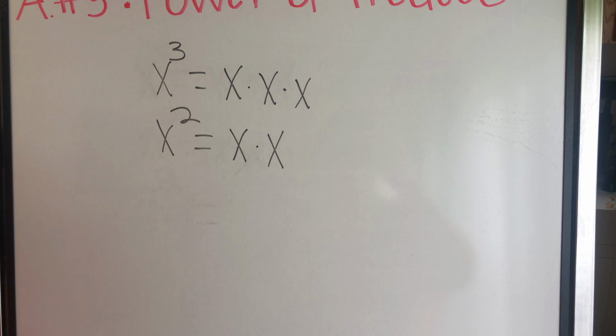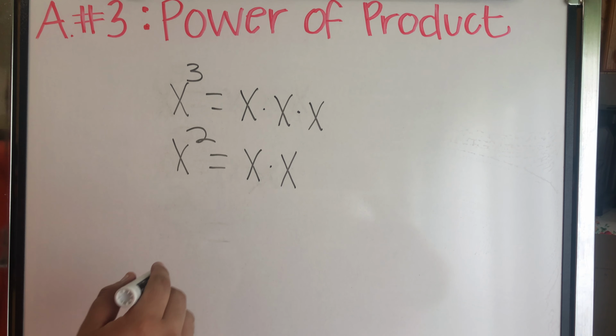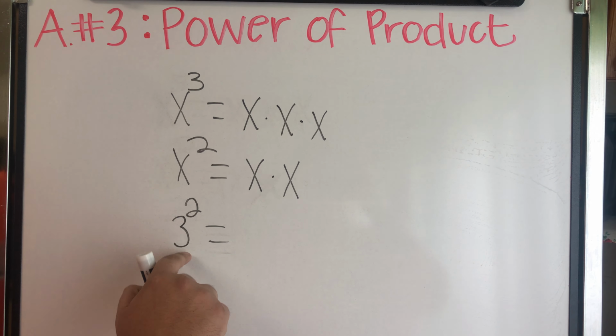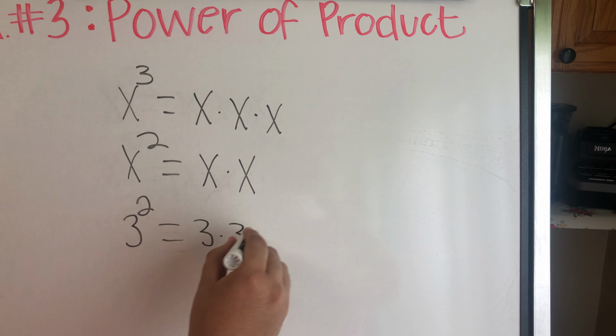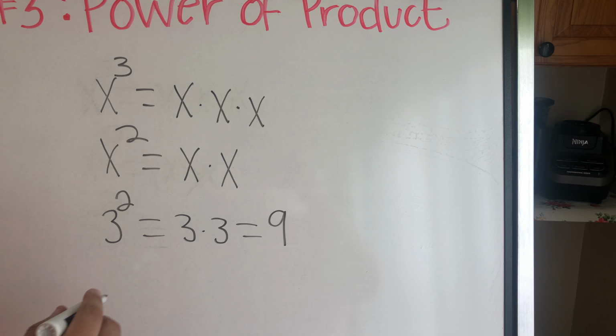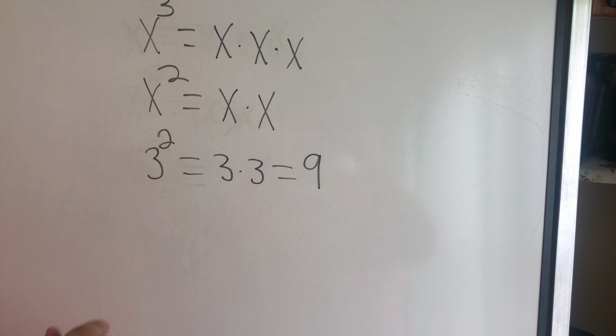Now, let's begin whenever we have leading coefficients that have exponents. Say we have 3 squared. That means there's a total of 2 3's multiplying themselves. So 3 times 3. And of course, 3 times 3 is 9. Good. Now let's do one more and then we jump straight into the example problems.